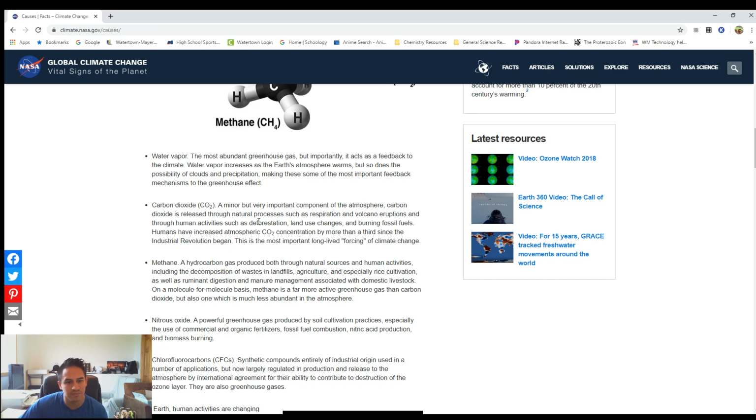So carbon dioxide, a minor but important component of the atmosphere. Carbon dioxide is released through natural processes such as respiration, that's breathing, and volcano eruptions, and through human activities such as deforestation, land use changes, and burning fossil fuels. So humans have increased atmospheric CO2 concentration by more than 1/3 since the Industrial Revolution began. So carbon dioxide primarily seems like it comes from natural processes, but a lot of this seems to be coming from human activity. Okay, so we're going to go put these down before we forget.